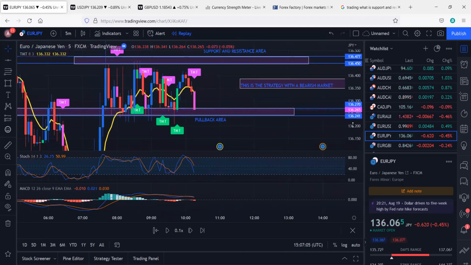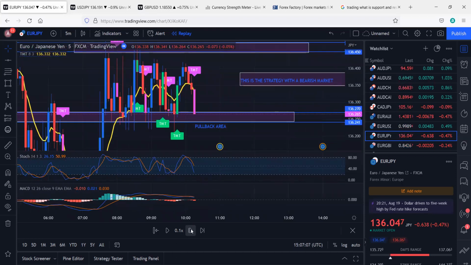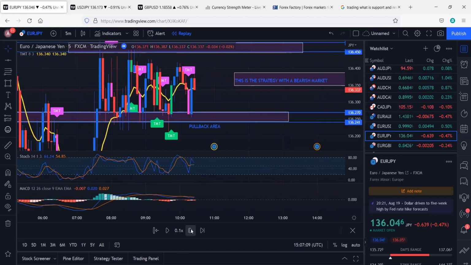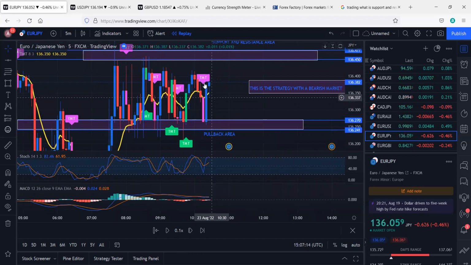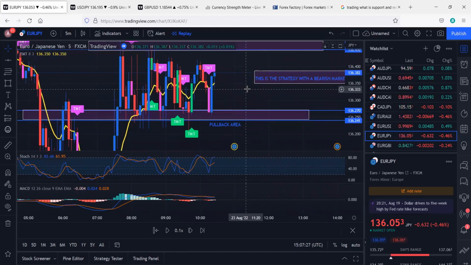Now, let's see what would have happened if we did enter that trade. Boom, we would have won it. We would have cleared that one massively. Ladies and gents, look at this massive clearance. This long blue candle, if we did enter in our pullback area for a buy position, we would have cleared it. There's another thing that I do for confirmation.